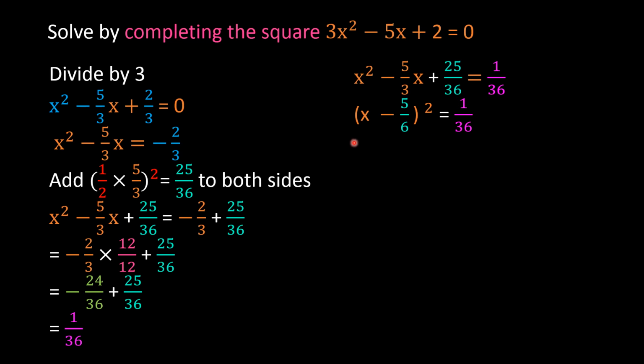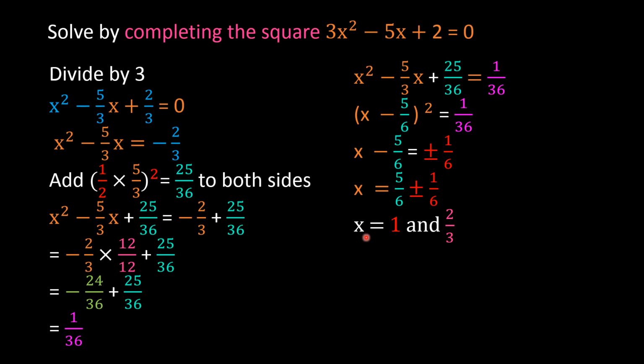Now we will take square root on both the sides. So this will be x minus 5 divided by 6, and the square root of 1 divided by 36 will be plus and minus 1 divided by 6. Here the roots will be plus and minus because we know that every real number has two square roots. One is positive, the other is negative. Now we will take this minus 5 divided by 6 to the right hand side. So it will be 5 divided by 6 plus minus 1 divided by 6.